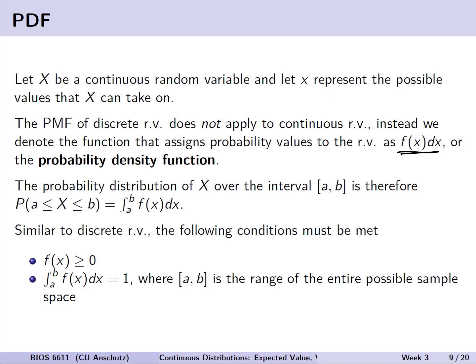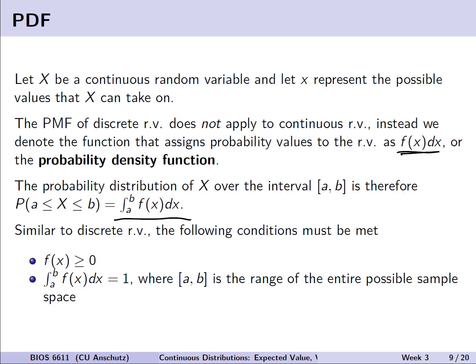Therefore, we can note if we have an interval of interest, or potentially the entire sample space even, the probability distribution of x over some interval a to b will therefore be represented here by the integral from a up to b of that function with respect to x over that range. And it could be, again, a subset of the overall sample space or the total sample space. But we can note some similar conditions must be met.